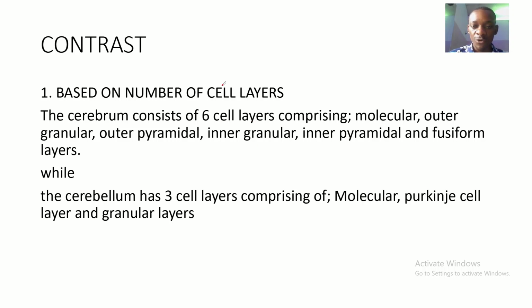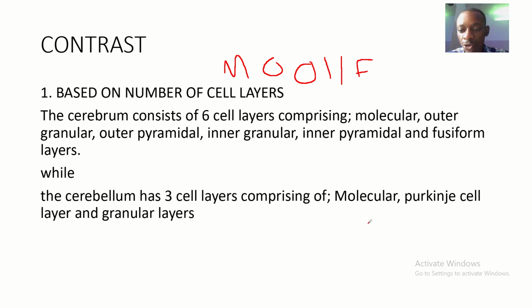And my memory aid for remembering this is M O O I I F. This is like morph. The first M is what? Molecular layer. O is what? Outer granular. The other O is outer pyramidal. The other I is inner granular. The other I is what? Inner pyramidal. The F is what? Fusiform layers.